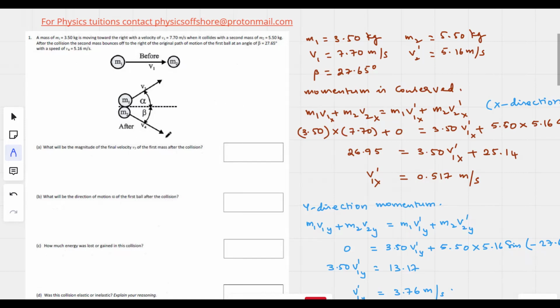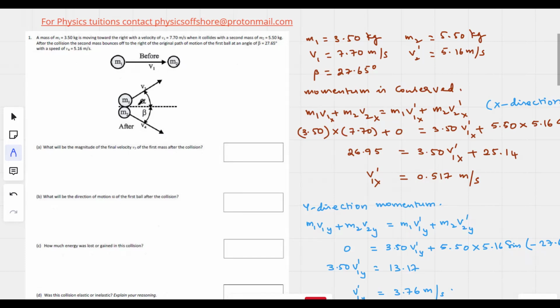Obviously, this question is based on collisions, collision in 2 dimensions. Here, two balls are there with different masses. The first ball has a mass of 3.5 kilograms. The second ball has 5.5 kilograms. This ball is moving along the positive x-axis, and then hits the second ball, which is at rest. After the collision, both the balls will move in two different directions, making different angles with the horizontal.